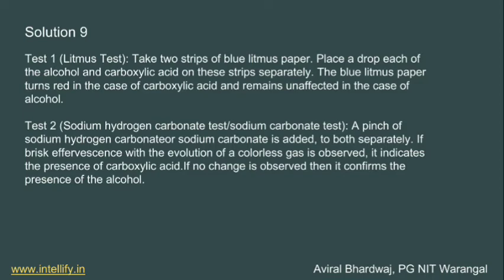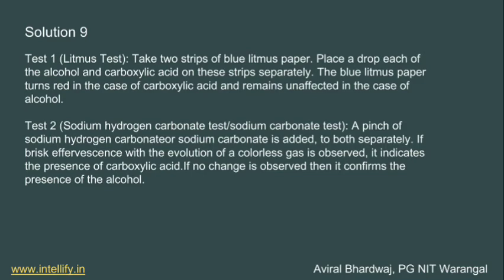Take two strips of blue litmus paper, and drop alcohol and carboxylic acid one by one on these strips. If the blue litmus paper turns red, it shows it is an acid, the carboxylic acid CH3COOH. If it remains unaffected, it is the alcohol. This is how we distinguish them. And the second test is the sodium hydrogen carbonate test or sodium carbonate test.